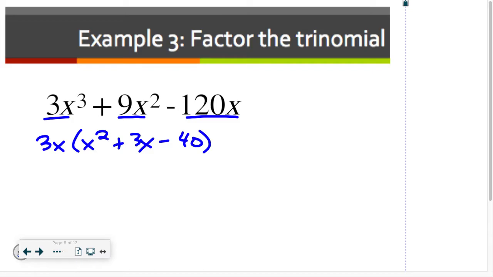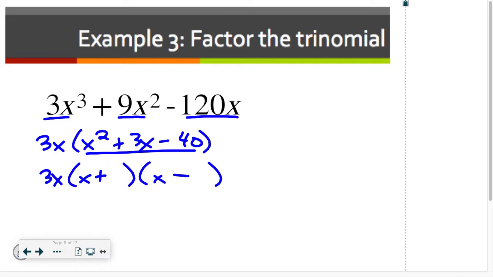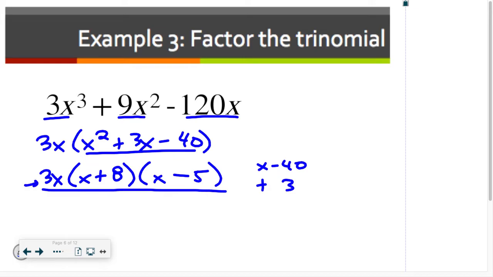Now I'm going to look at, well, how do I factor this part? Just as a shortcut for today, I'm going to go ahead and do our guess and check idea. So I know it's got to be x and x. I know it's a negative 40 and a positive in the middle, so I need a plus and a minus, and my positive is going to be bigger. So what multiplies to negative 40 and adds to 3? Let's see here. We've got 8 and 5. So it's going to be a positive 8 and a negative 5. So therefore, this is my complete factorization. And keep the 3x as a part of it, because that was a greatest common factor.